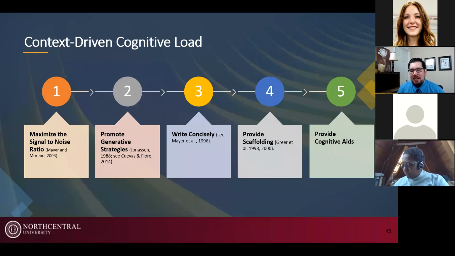We need to maximize the signal to noise ratio. The signal is the important information that we really need to learn. The noise are the extraneous factors and information. We need to promote generative strategies for ourselves as we learn, like elaboration. Generative strategies place more of a responsibility for learning on the individual.